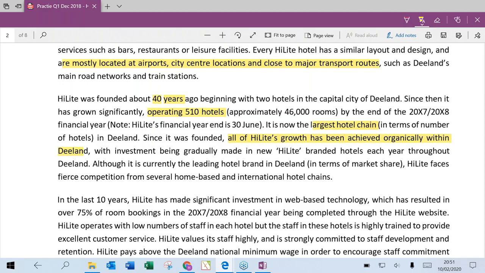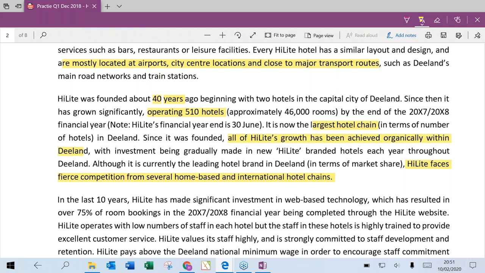Although it is currently the leading hotel brand in D-Land in terms of market share, Highlight faces fierce competition from several home-based and international hotel chains. Obviously, it doesn't matter whether you are a market leader or not, you will always be facing competition, right? So what's the key message here in this paragraph?